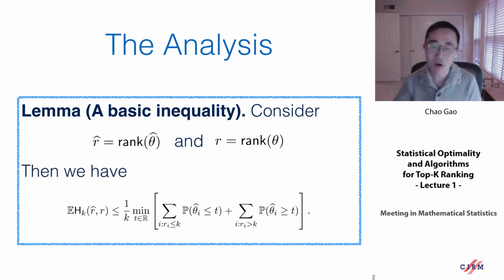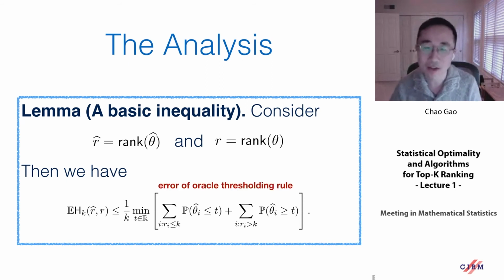So the inequality that we can prove is that the risk with respect to the normalized Hamming distance is bounded by 1/k times this term on the right-hand side. This term on the right-hand side can be understood as the error of the oracle thresholding rule. So what is a thresholding rule?